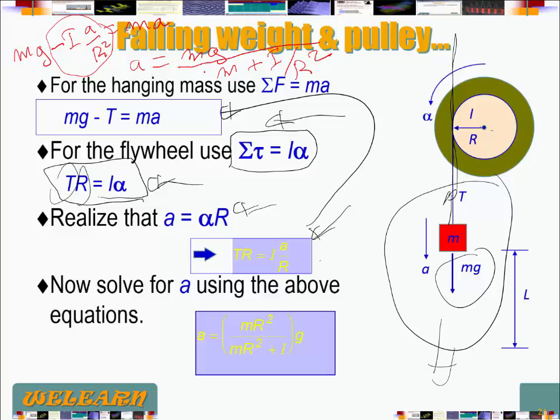So if I multiply both the numerator and denominator with r squared, I will get this equation. I don't have to multiply both sides by r squared, but I can do it if I want to. Okay, so now we have the acceleration.